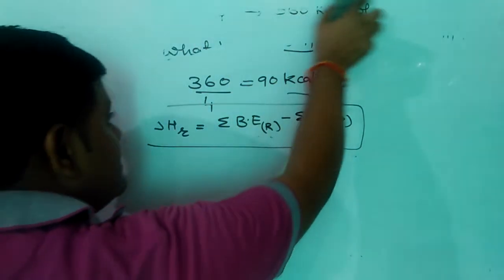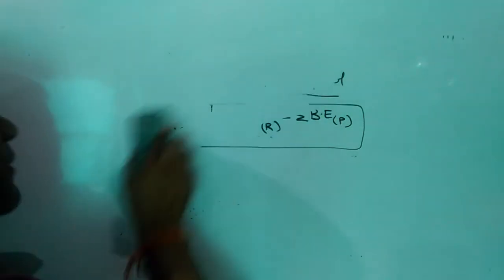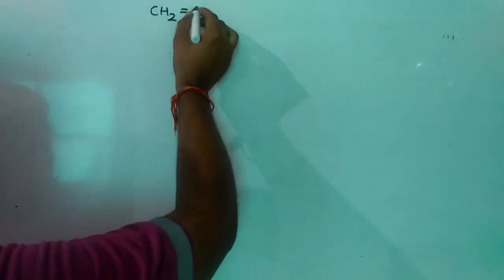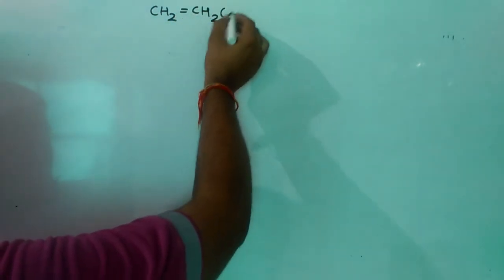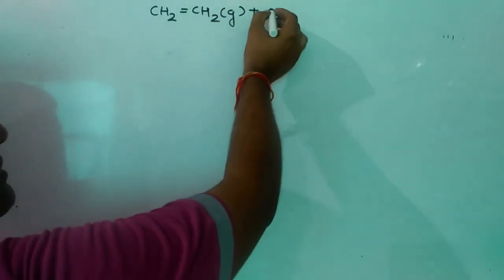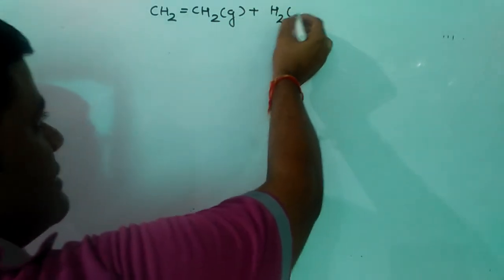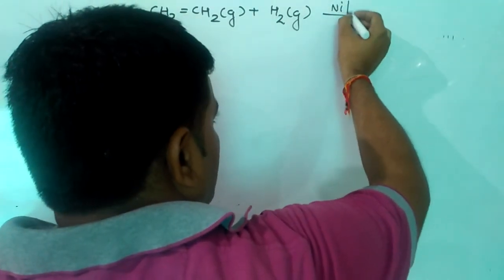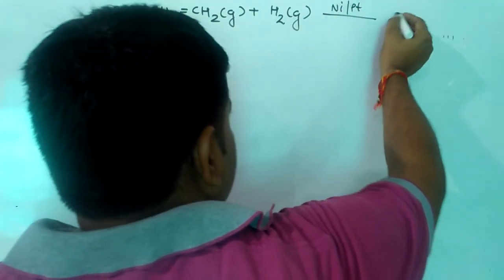The first one is, what is the enthalpy of hydrogenation of ethene? As we know, ethene has formula C2H4 in gas state plus H2 gas in presence of nickel or platinum. We will get ethane as a product.